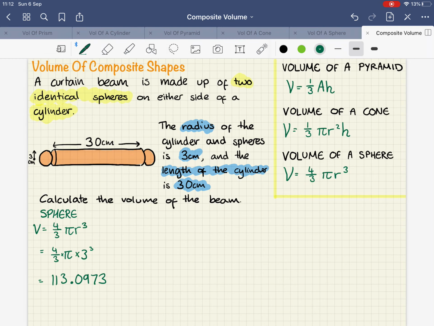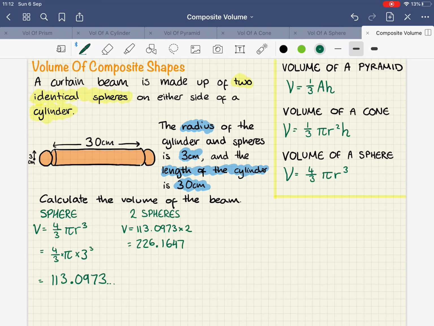So I know the volume of one sphere, so that means 2 spheres. I'm just going to take my answer and I'm just going to times it by 2. So that's going to give me 226.164 and 7 there. Okay.